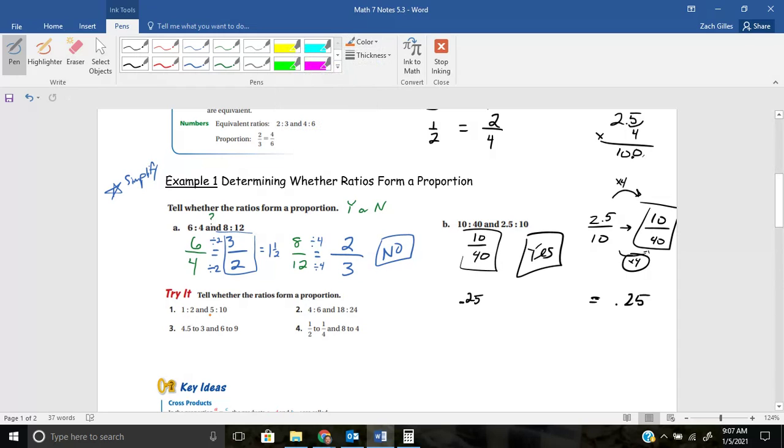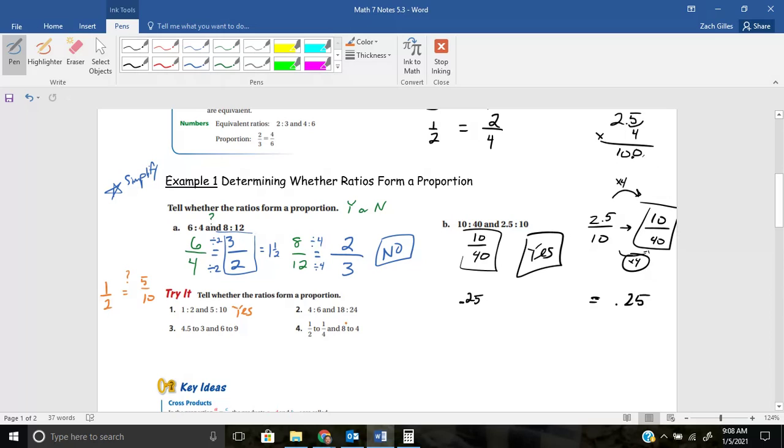1 to 2 and 5 to 10. 1 to 2, is that the same as 5 to 10? Well, definitely. I could multiply by 5 on top and bottom and get to that. So yes, definitely. 1 is half of 2 and 5 is half of 10.